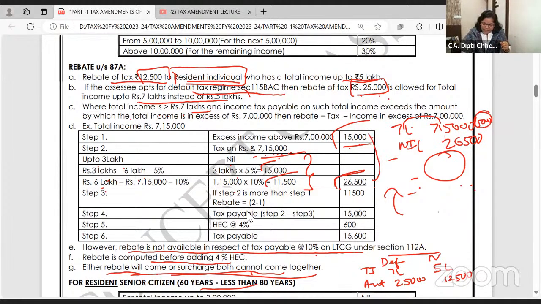So now, 26,500 minus 15,000. 15,000 you keep as tax. But the difference of this, step 2 minus step 1, this much I want as a rebate.